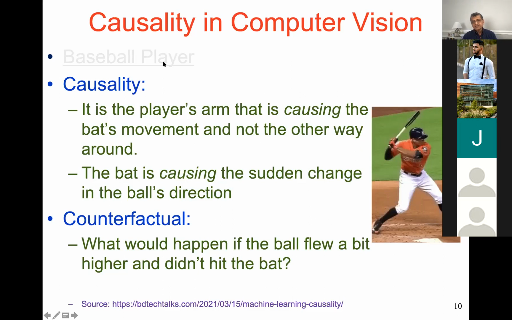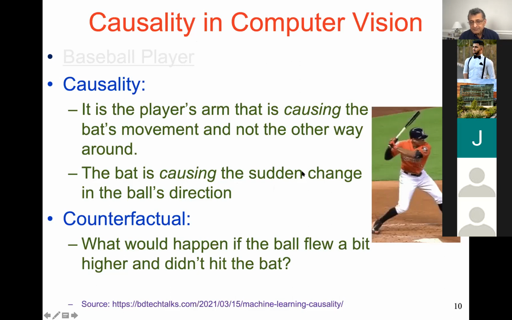So if you're trying to describe it, we know which comes first and which comes next, right? First comes the movement of the arm, then comes the bat, and first comes the ball, and then it's the bat which causes it to return, and so on. So you see, even a simple thing like this has some causality built into it. Okay. So it's the player's arm that is causing the bat's movement and not the other way around. The bat is causing the sudden change in the ball's direction.